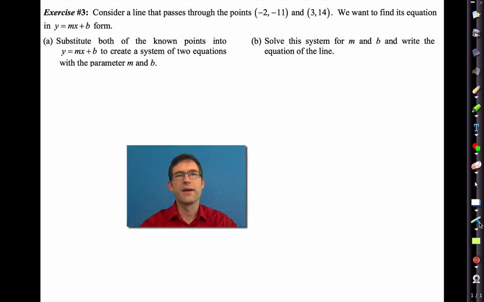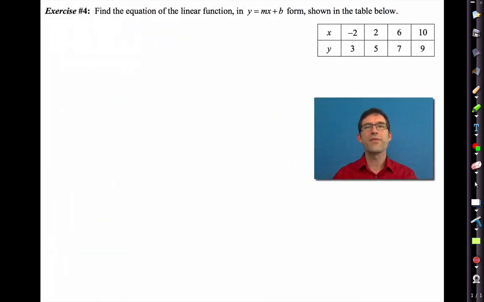Let's try another one like that. All right, here we've got a table. Find the equation of the linear function in y equals mx plus b form shown in the table below. Well, really, we just need 2 points. Which 2 points? Any 2 points. It doesn't matter. I think I'll pick the first two. Negative 2 comma 3 and 2 comma 5.